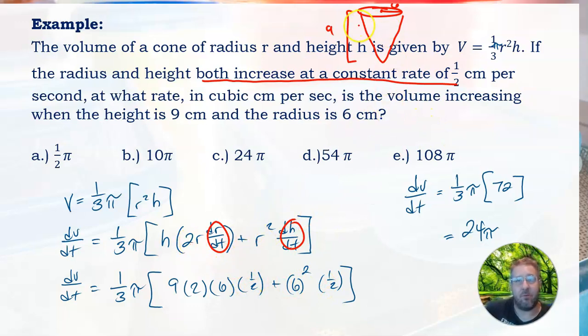They also gave us the radius, so you plug that in here and here. They also gave us the height. So really it's just a matter of simplifying this down until you get dV/dt, which is what you are looking for. That is the rate at which the volume is changing at that moment if both the radius and the height are increasing at this rate. All right, so there's your rate. It happens to be C.